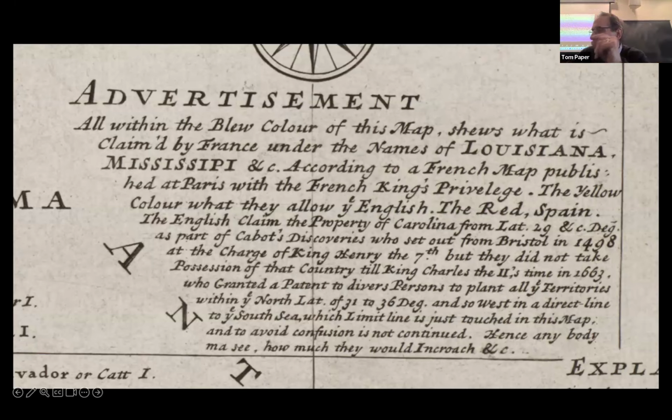Hey, Susan, we have a question. Yeah, go ahead. I can't see, I've minimized the screen. Just a quick clarifying question. Was this map sponsored by the King of England? It was actually privately published, but absolutely it is liberally disseminated throughout Europe and absolutely endorsed by the English crown.